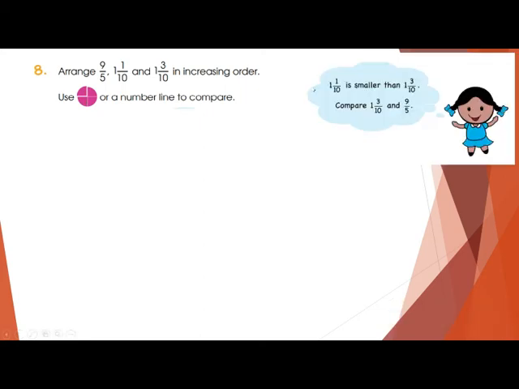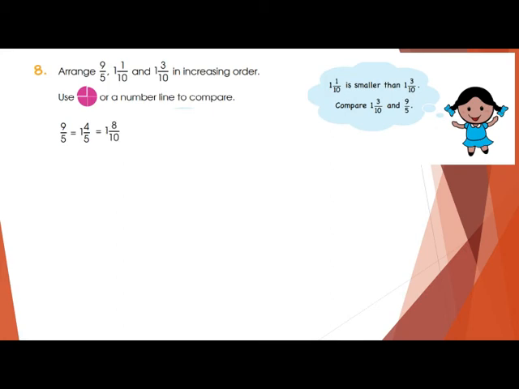Now, 1 whole 1 upon 10 is smaller than 1 whole 3 upon 10. Then we have to compare 1 whole 3 upon 10 and 9 upon 5. So 9 upon 5 will be written in the form of a mixed fraction. It will be 1 whole and 4 upon 5. You can perform the division in the rough column to check the answer.